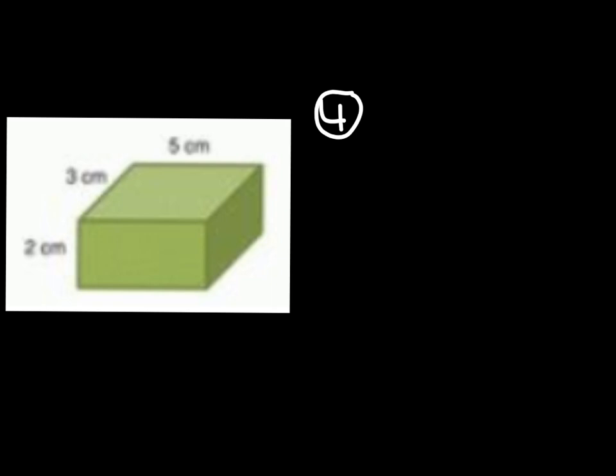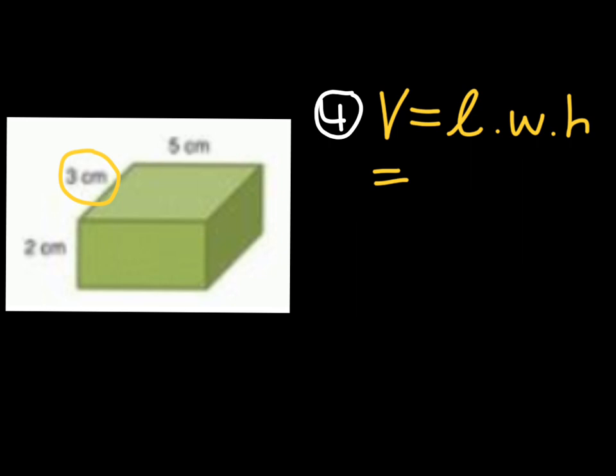So we can start off by saying what we already know, and we know that the volume of a rectangular prism is the length times the width times the height. Next, we need to substitute in these values. So we can have a look at our graph, and we can see that the length will be 3 centimeters. The width will be 5 centimeters, and lastly the height is 2 centimeters.